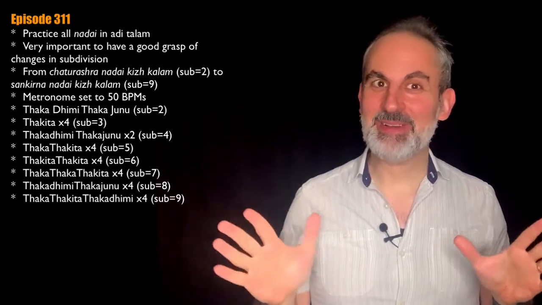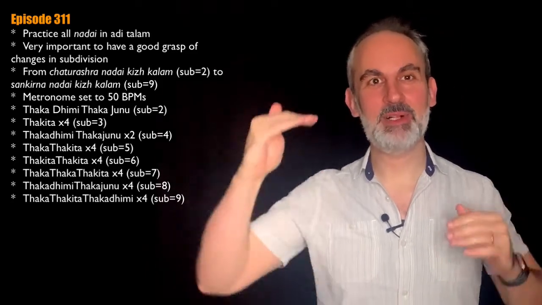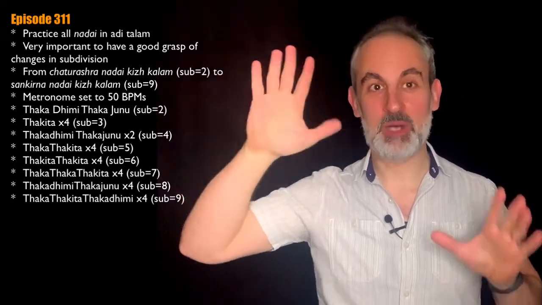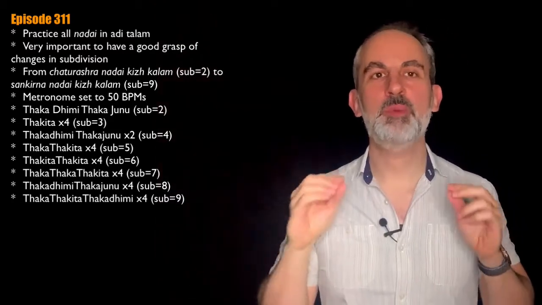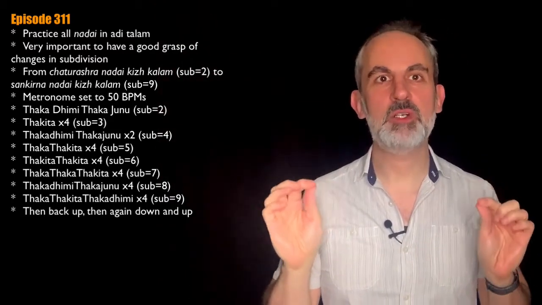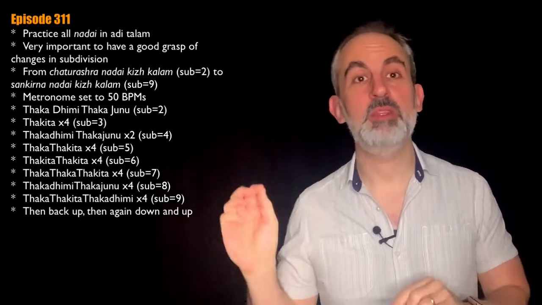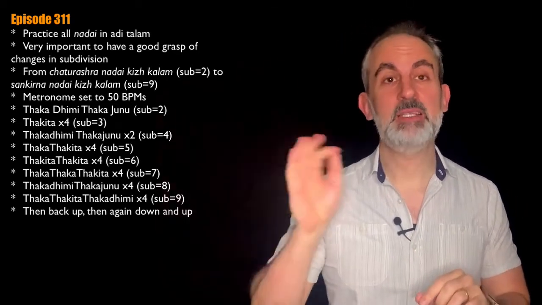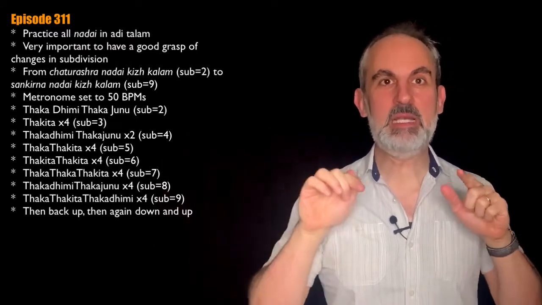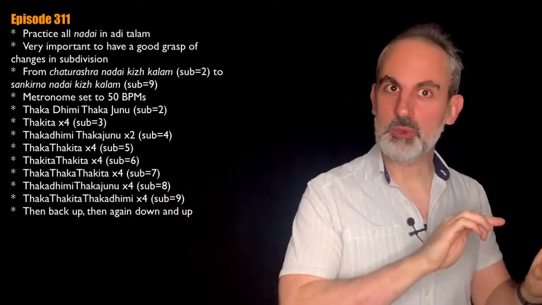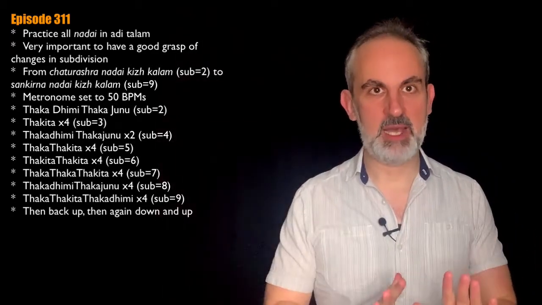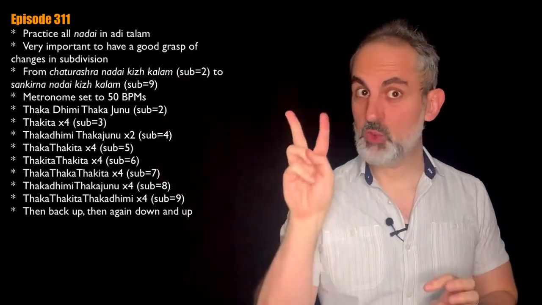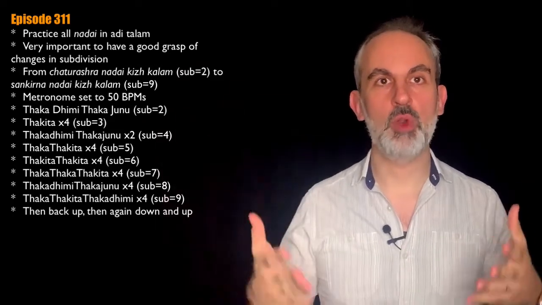But this is not the whole fun. This was like a cycle up. But now, after we reach that, we're going to come back down. So we're going to perform all these phrases in reverse order, starting with the phrase for a subdivision of 9, taka takita takadimi, and then going to the 8, 7, 6, 5, 4, 3, and 2. So we're going to go up a ladder and come back down. And we're going to do all of this twice. So in total, we're going to have 4 goes at this.